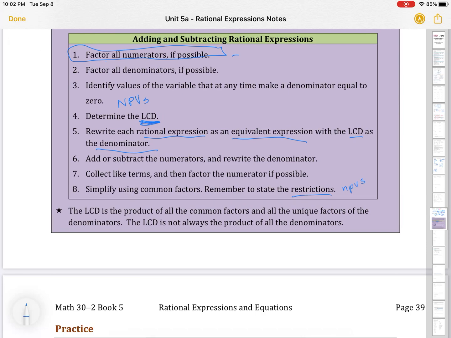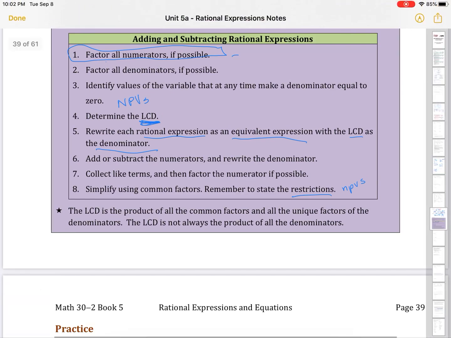Now the lowest common denominator is the product of all the common factors and all the unique factors of the denominators. It's not always the product of all the denominators. So that's why factoring that denominator really can help you.